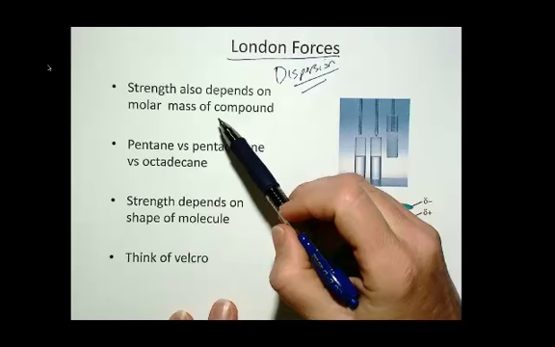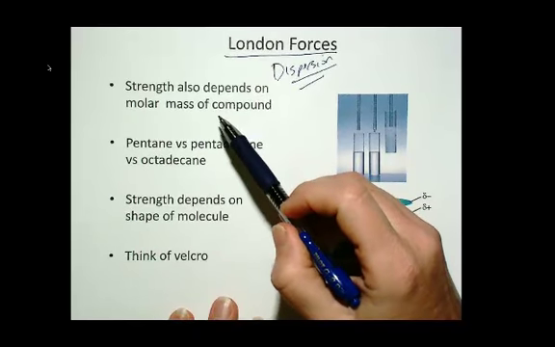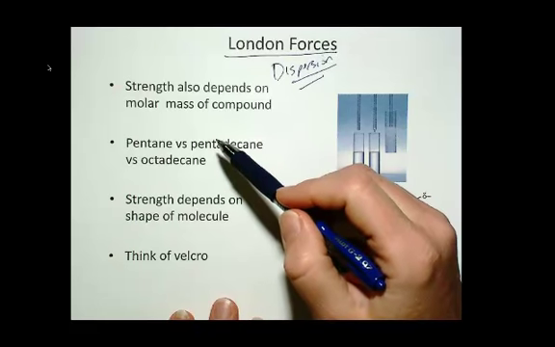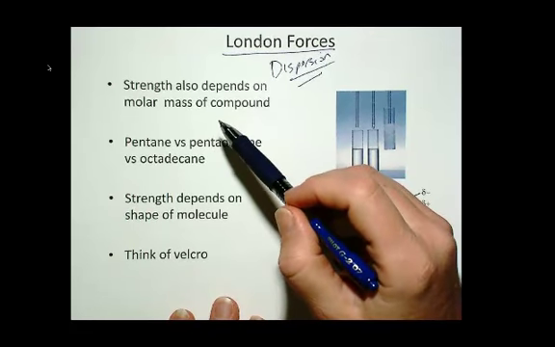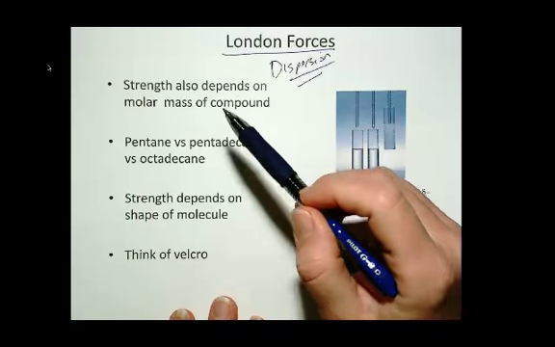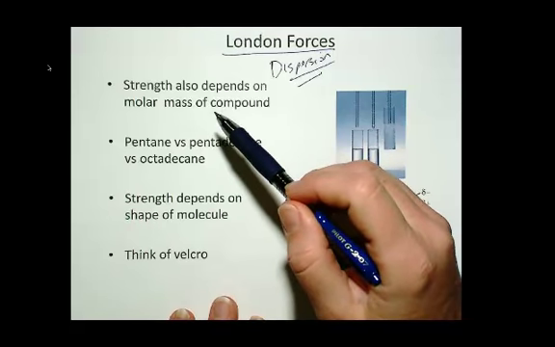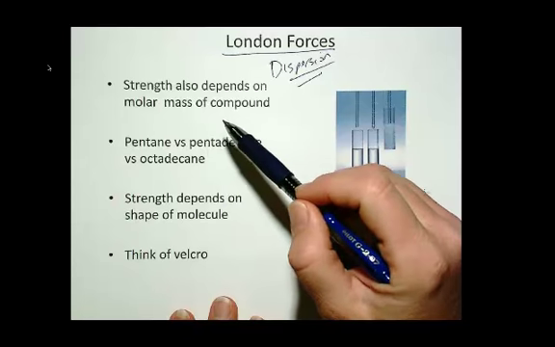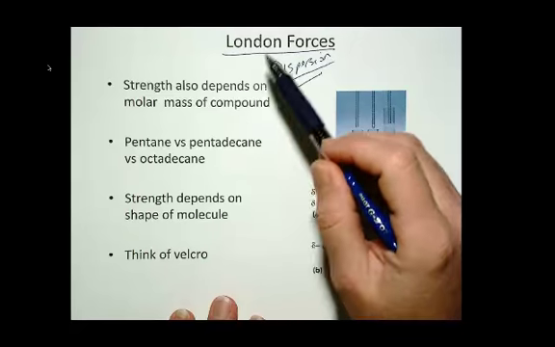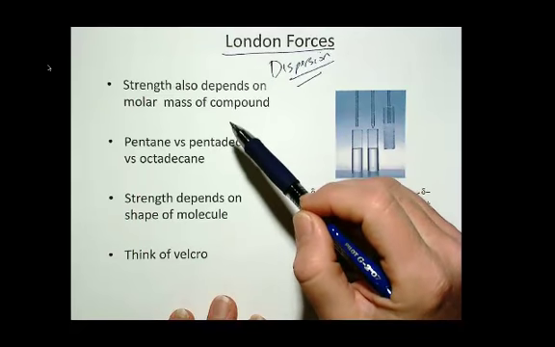But the strength also depends on the molar mass of the compound. What you see with the London forces in the nonpolar compounds is that the bigger the mass, the more electrons you have, the more of this type of force you're going to see existing. And so with these forces, the bigger the molecule, the stronger the London forces are going to be.